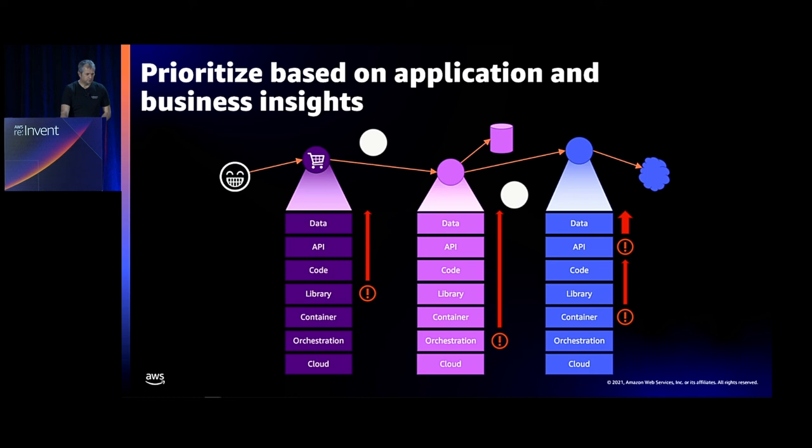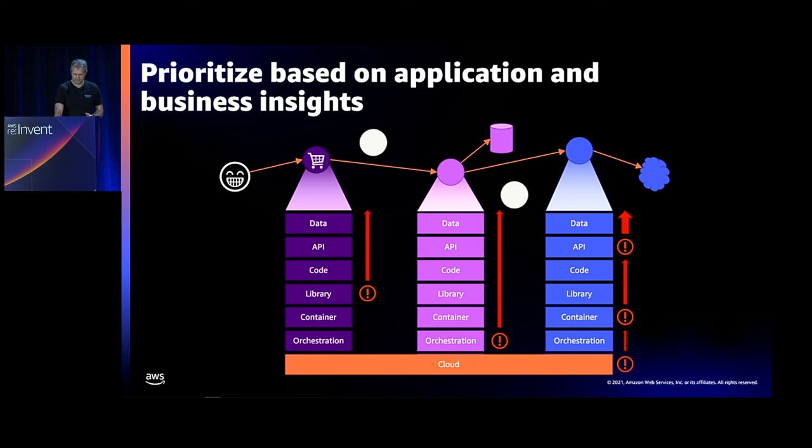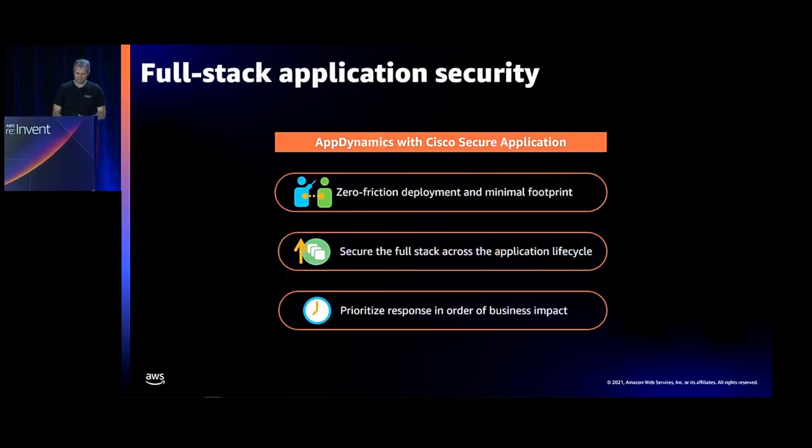Right. Perfect. So if we want to summarize, when we talk about full stack application security, with AppDynamics and Cisco Secure Application, I hope I managed to show you in the demo that it's zero friction deployment, very simple to deploy, very quick, and you can really do it with any DevOps tool. I showed you Terraform, you can do it with Helm, you can do it with Kubernetes kubeconfig, any deployment tool that you want.